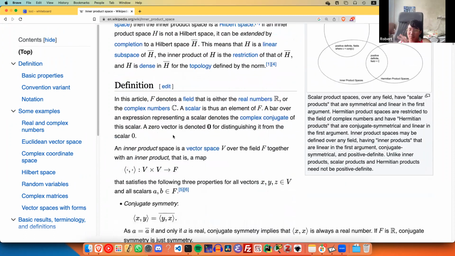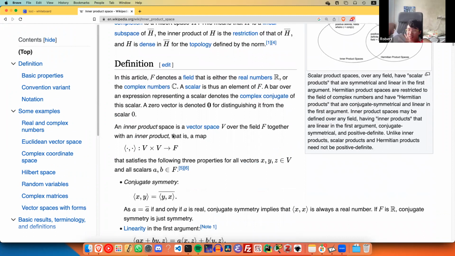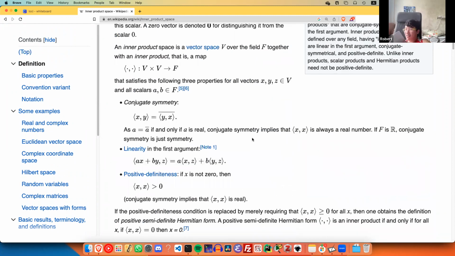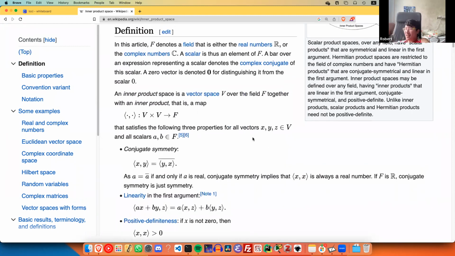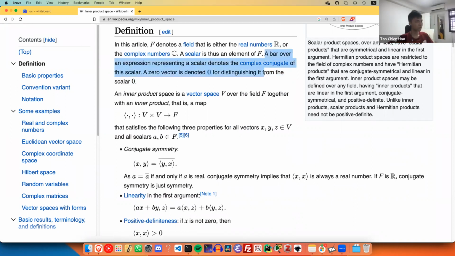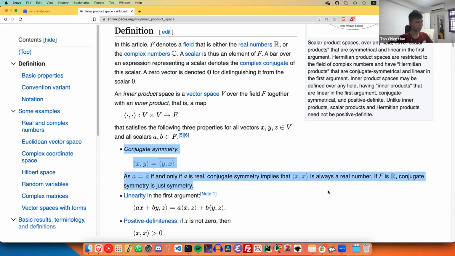What is theorem 28.3? Wow, okay, this makes no sense. Why is it after Galois theory? Okay, sure. A bar over the thing representing a scalar denotes the conjugate transpose. I'm looking at the definition of an inner product space right now. This is called conjugate symmetry.